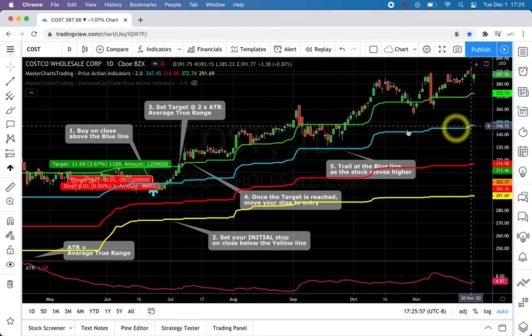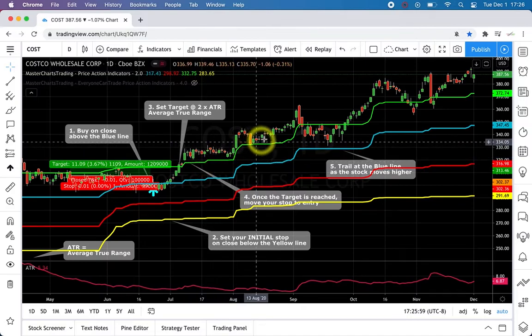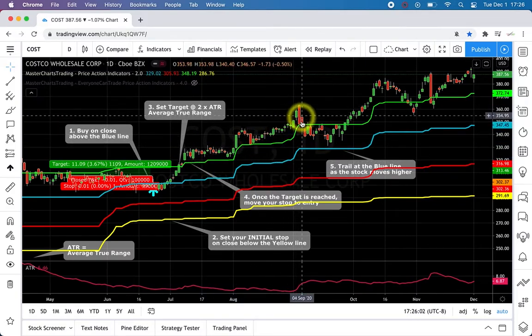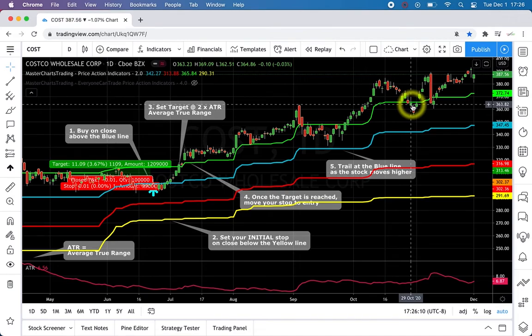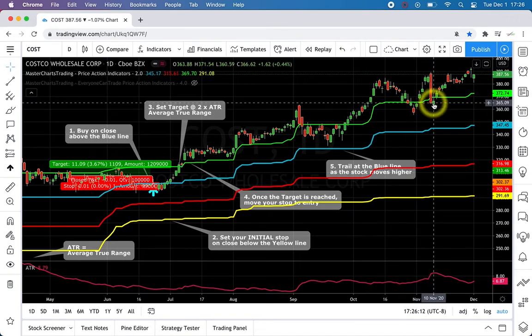So another good place to take profits is, let's say a stock closed above the green line and then closed below it. So an excellent place to take profits would have been right there on the 4th of September. And then maybe another time right there on the 29th of October. And then another time here on the 10th of November.